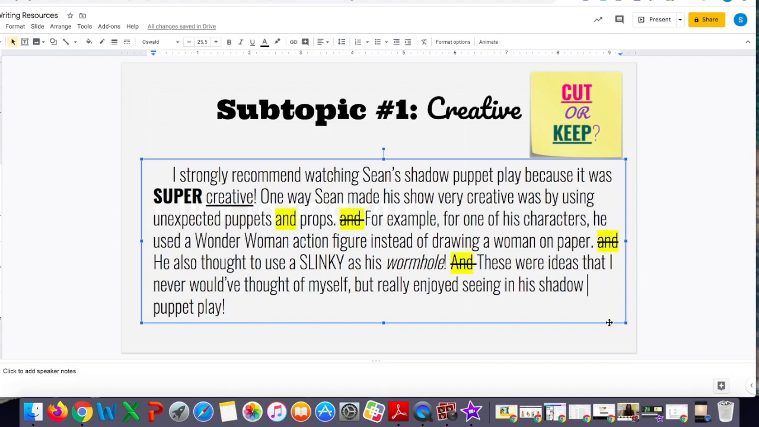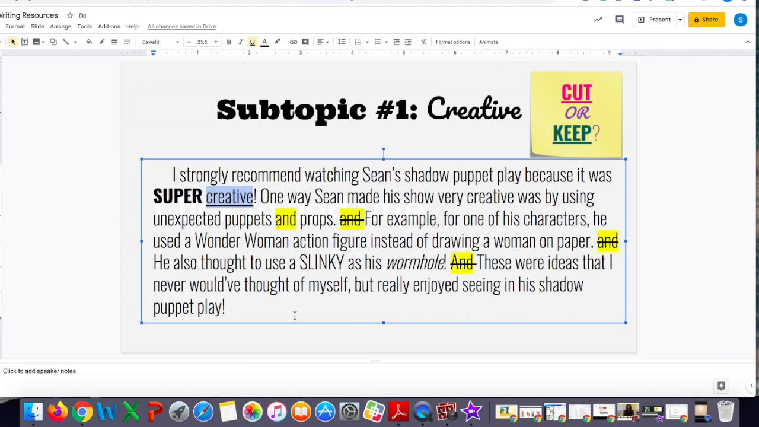So I'm just going to reread one more time to make sure that I have a paragraph that makes sense. I strongly recommend watching Sean's shadow puppet play because it was super creative. Check out, by the way, my craft moves. I did bold letters for super because I want my reader to read it like super, and I underlined the word creative because I also want my reader to pay very close attention to that word.